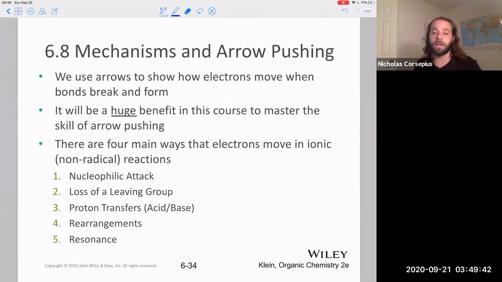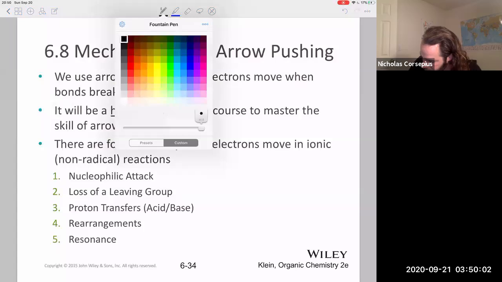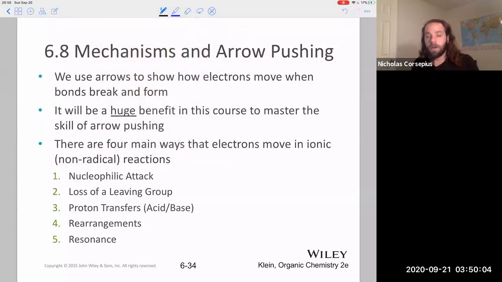This is a hugely important concept for the course of general chemistry. These electron pushing arrows are going to be how we talk about chemical reactions, how we understand them. So making sure that we know how to do that is really important. When we're talking about non-radical reactions, or again, these ionic reactions, the electron pushing arrows that we see are going to fall into these 5 categories. So that's a lot of what this lecture is going to be about, identifying which of these categories it belongs to.